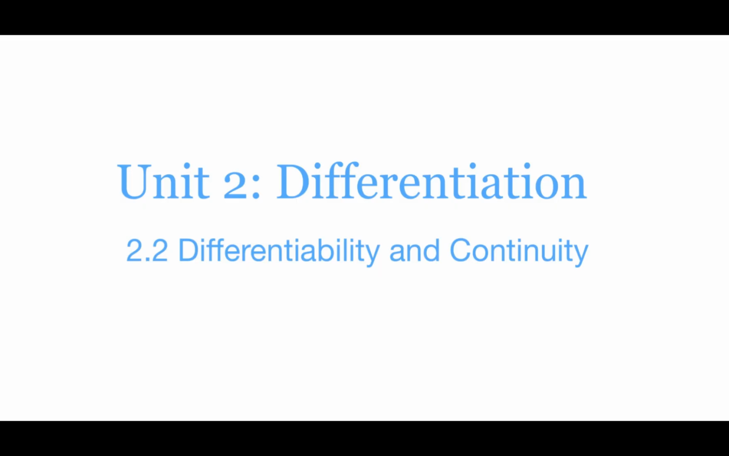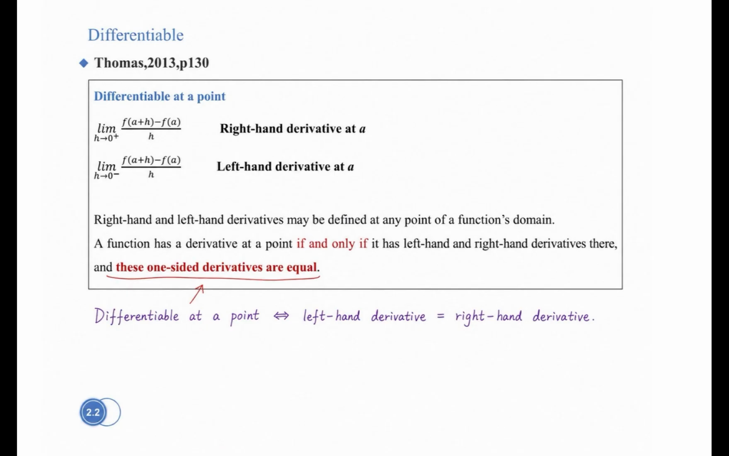In today's video, we will connect two ideas, differentiability and continuity. To check whether a function is differentiable at a point a, we can compare the derivative from the right side and the derivative from the left side. The first formula is read as the limit as h approaches 0 from the positive side of f(a + h) minus f(a) over h. This is the right-hand derivative at a. The second formula is the limit as h approaches 0 from the negative side of f(a + h) minus f(a) over h. This is the left-hand derivative at a.